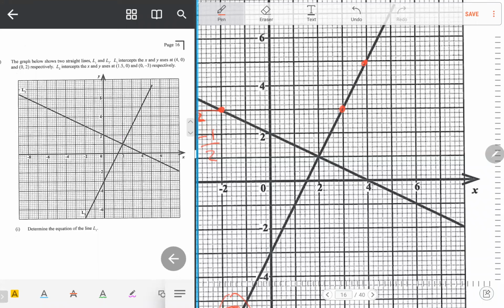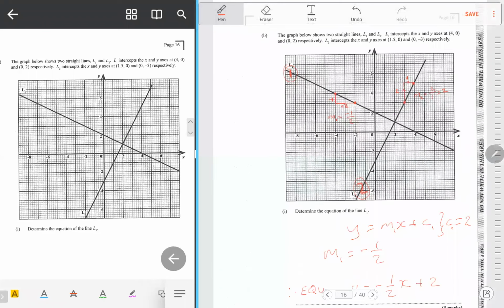So I rise 2, run 1. Rise 2, run 1. See that? To go from 1 point to another point on the graph. So you put that on the gradient and you write it on the graph. Gradient of line 2 is 2 over 1, which is 2. You put that on your exam paper, mark it, let them see it, you get your marks.